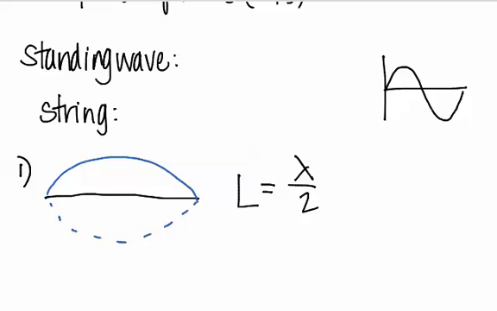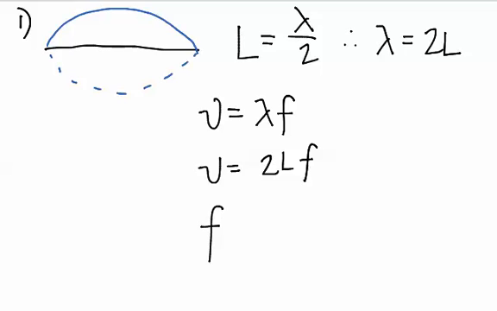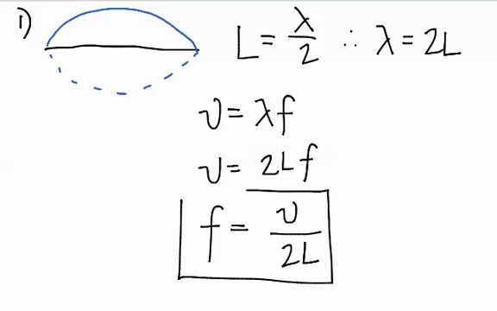Now let's see. Wavelength is related to speed. So speed of the wave is wavelength times frequency. So wavelength would be 2L. So v would equal 2Lf. So if I wanted to find the frequency of our standing wave, I would need to take the speed of that standing wave divided by 2L. So that's the frequency of that first possible wave.